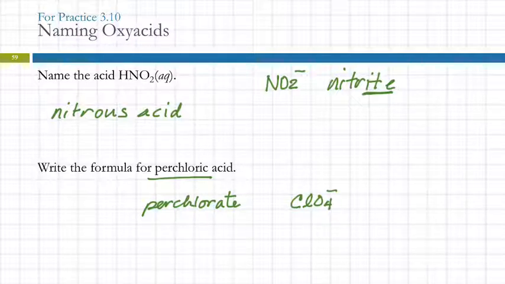To make this into an acid, I'm going to combine it with hydrogen. The charge on this ion tells me how many hydrogens I need. And so this is HClO4, and it's best to put AQ there. Any questions?